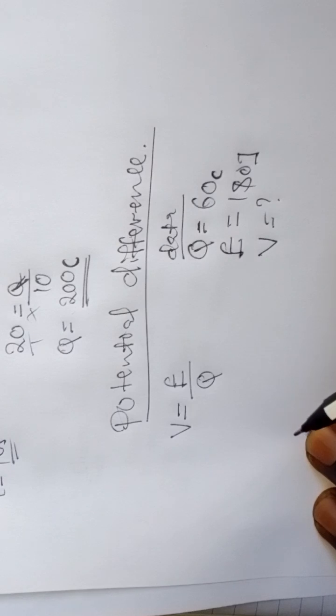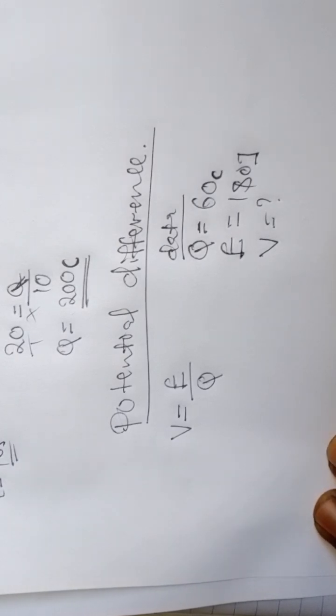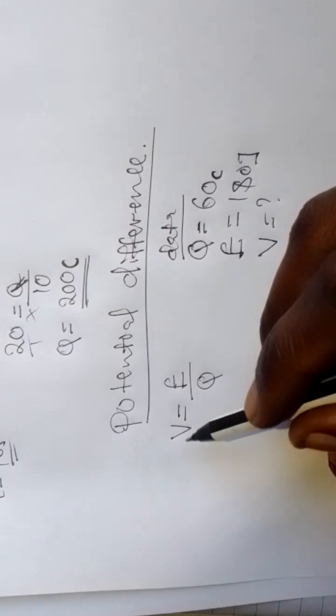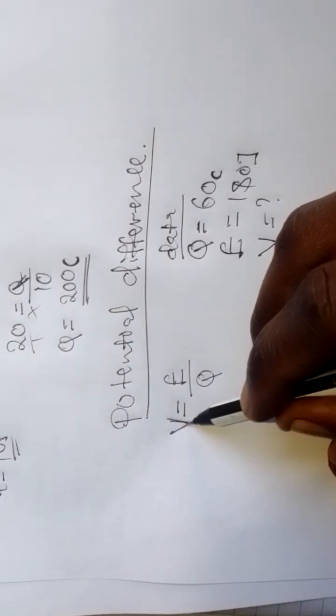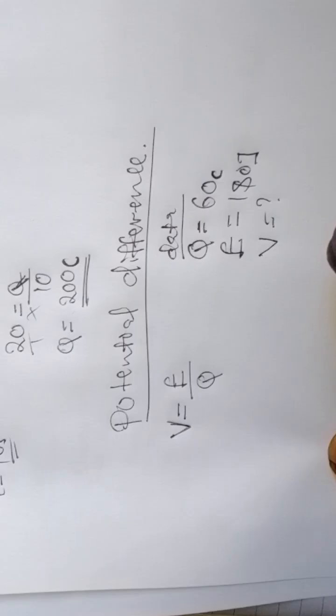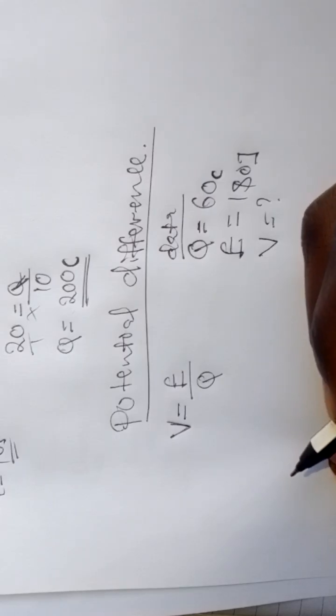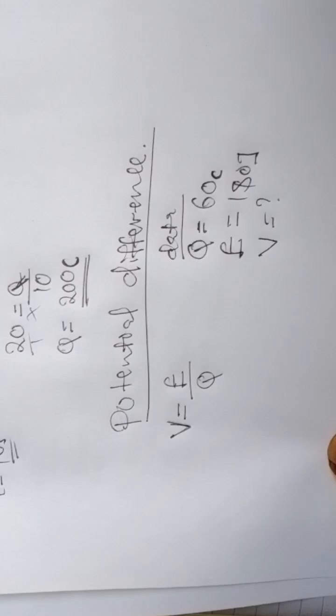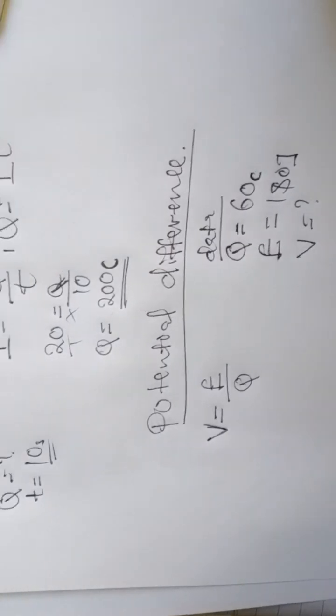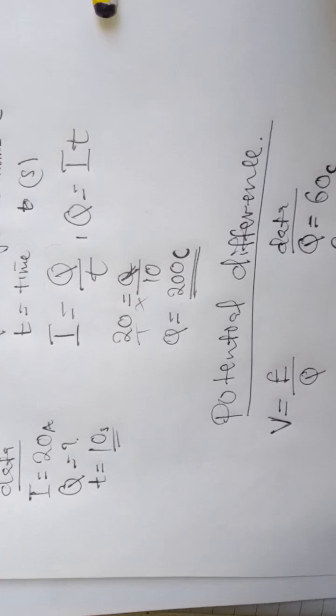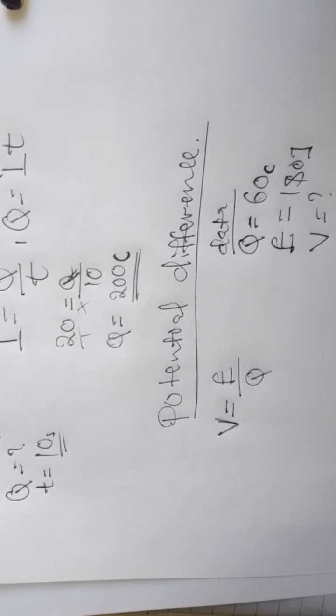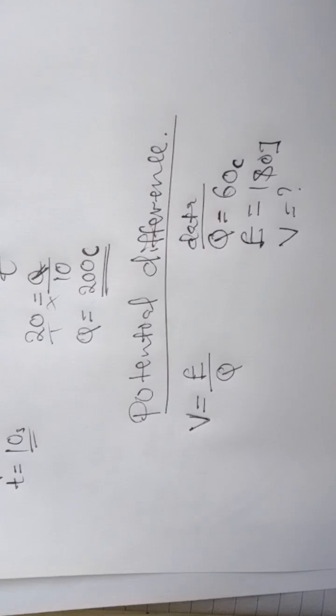So since our data we have, we can say voltage. We know that the SI unit for voltage is V, volts. And the instrument that can be used to measure voltage is a voltmeter. The instrument that can be used to measure current is an ammeter. So now our question says, let's calculate the potential difference or electromotive force or voltage.